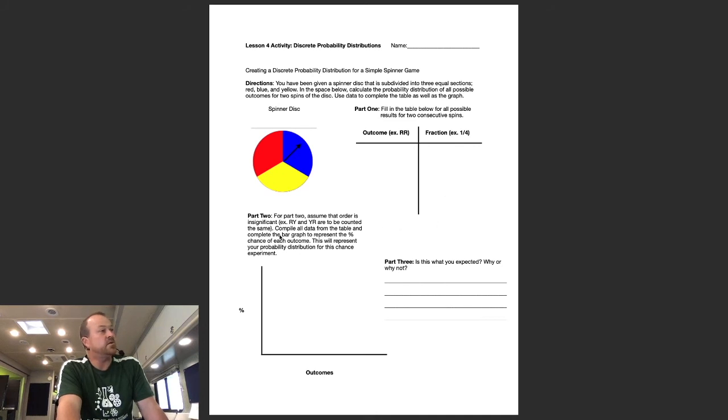Then you are basically going to do what we did in the notes for the coin flipping, except you're using the spinner disk. You're going to compile the data and represent it as percentages on this graph down here and answer this basic question here. It should not take very long, probably 10 minutes to do this lesson 4 activity on probability distributions. Best of luck to you. You're going to see some directions up on the screen in case you need a review of what to do. But this is on the lesson plan page as lesson 4 activity, discrete probability distributions.